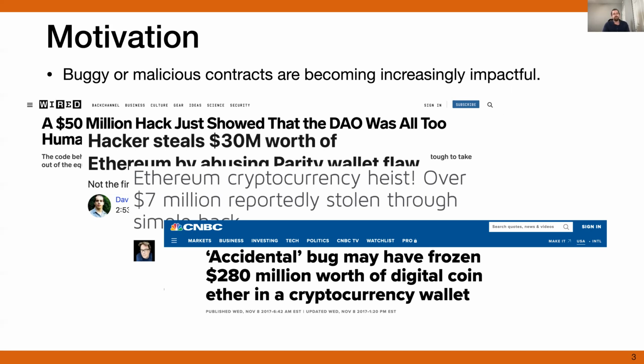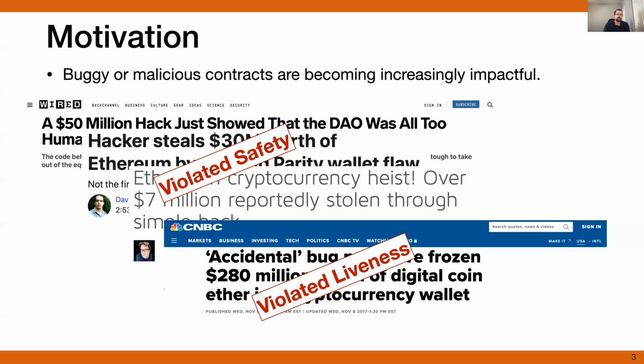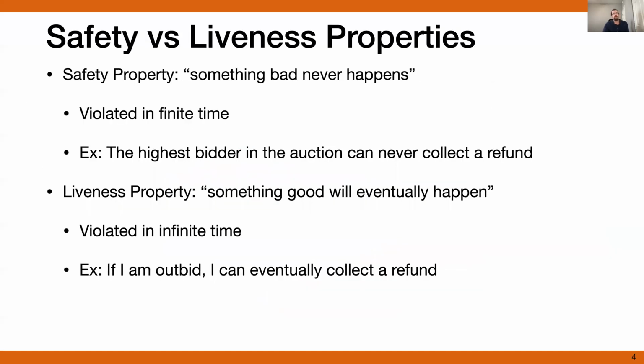So we can group these bugs together based off of the type of property that they violate, namely if they violate a safety or a liveness property. And as you can see, in the past, both types of violations have occurred. A safety property states something bad never happens, whereas a liveness property typically states something along the lines of something good will eventually happen.